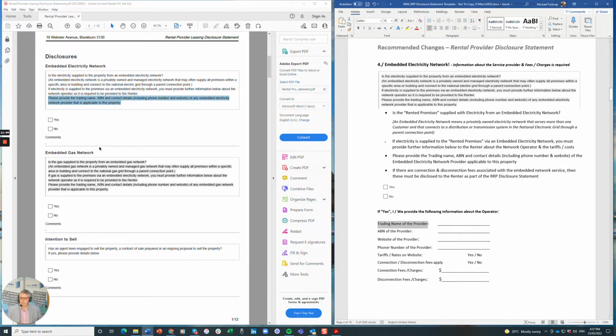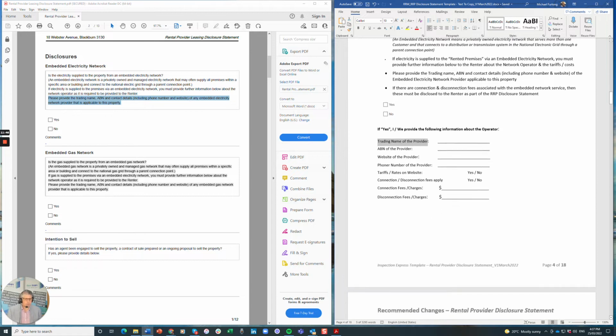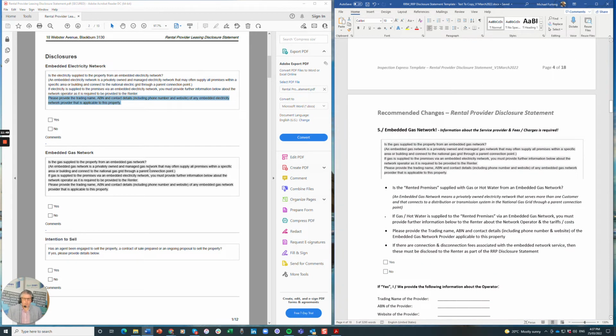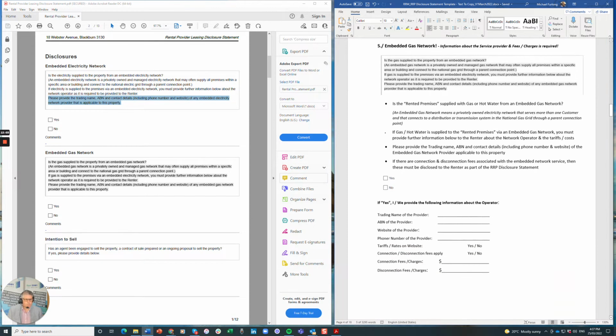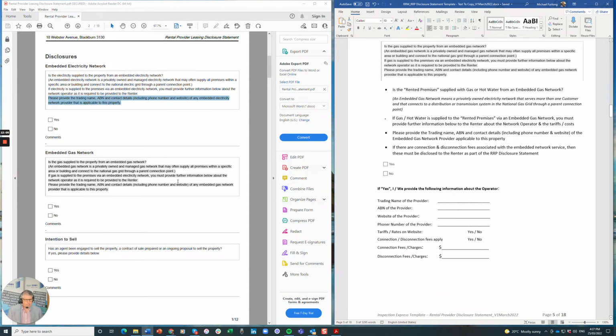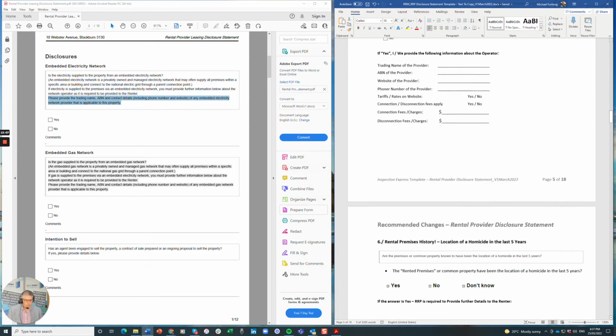Okay, so the next one is gas. So I've got through to here. So that would be number 5, embedded gas network. And information about the service provider and fees is required inside of there. So that would be that one. Exactly the same thing.